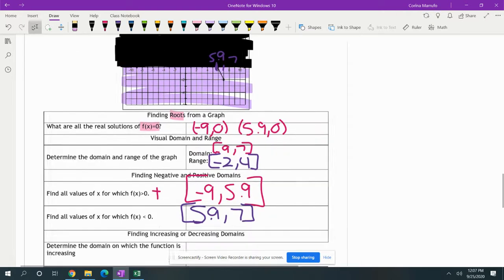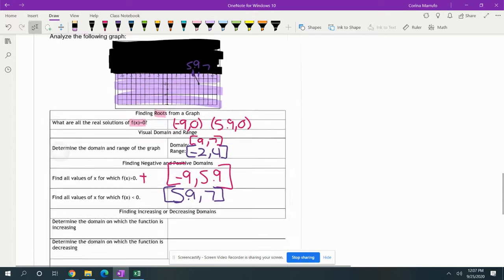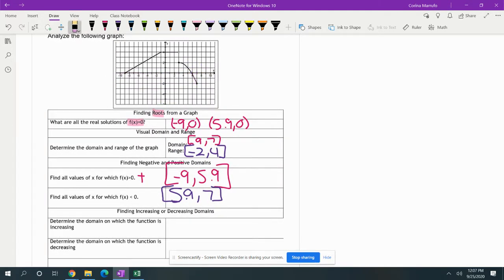All right. Then the last section says find increasing or decreasing domains. So that means where is our graph increasing and where is it decreasing? Okay. So we follow our graph. It's going up, up, up, up, and then it hits a plateau. It hits a constant. This is constant. It doesn't ask us anything about constant in this section. So we're good. We just need to give these intervals, which is from -9 all the way up to -1. That's where our graph is going up. So from -9 to -1.